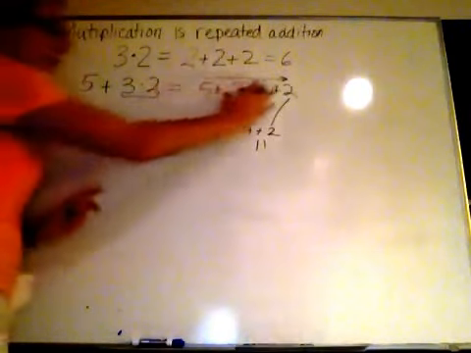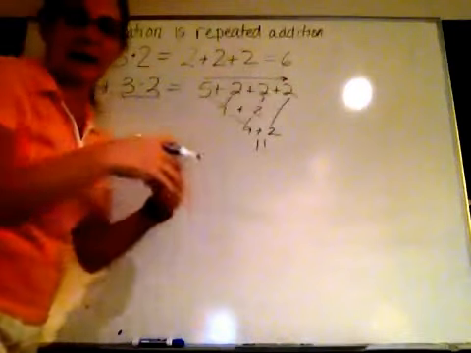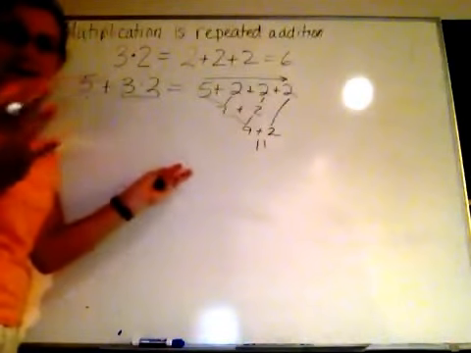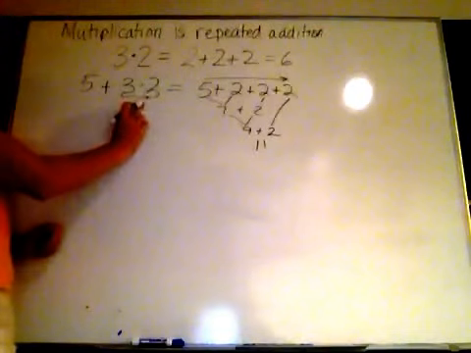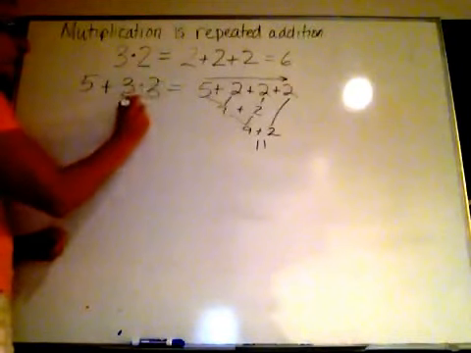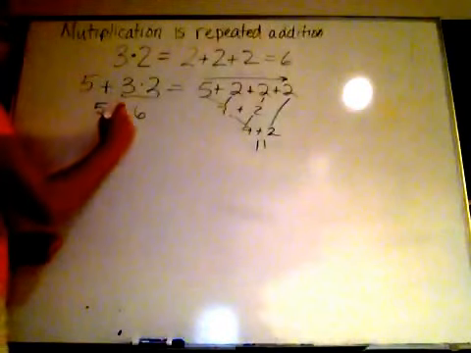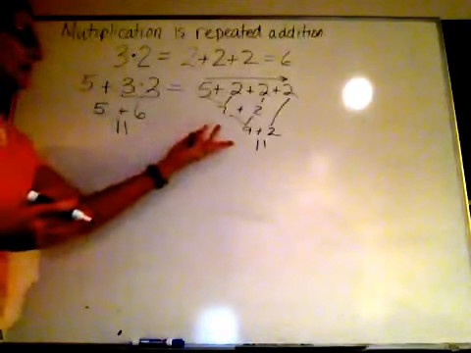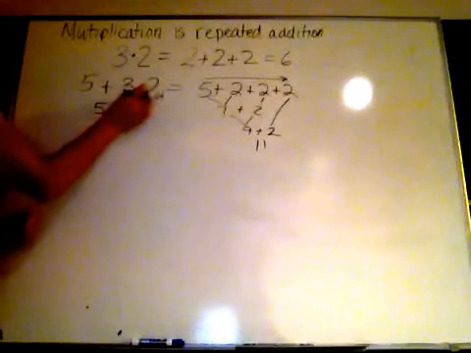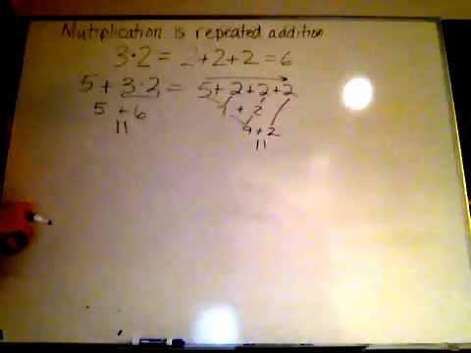Now, if I want to do the shortcut, because we don't want to have to add all those 2's together, we can do shortcut multiplication. We're going to do the 3 times 2 first, which is 6, and then we're going to add the 5. So again, we're still going to get 11. We're going to get the same answer. This is just a shorter way to do it. We multiply before we add.